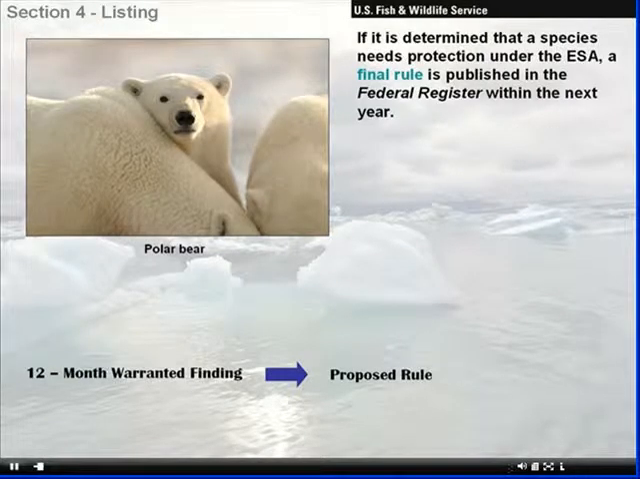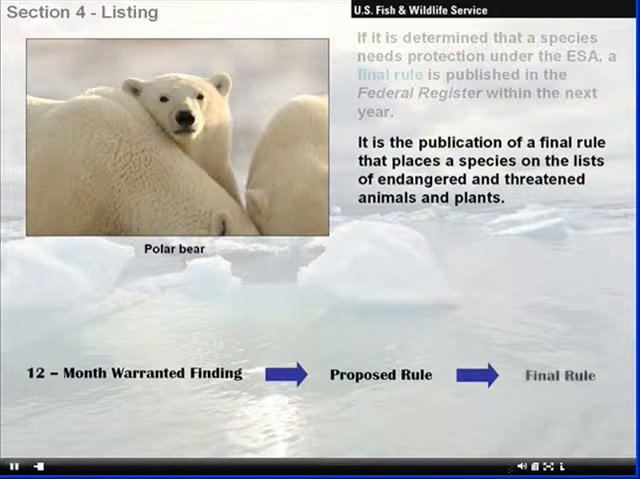If it is determined that a species needs protection under the ESA, a final rule is published in the Federal Register within the next year. It is the publication of a final rule that places a species on the lists of endangered and threatened animals and plants.